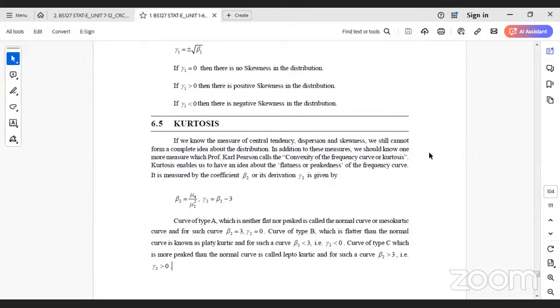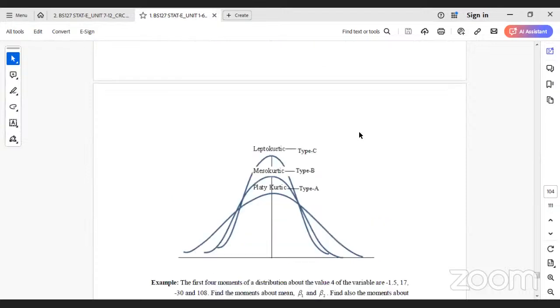A curve of type A, which is neither flat nor peaked, is called a normal curve, and for such a curve B2 is equal to 3. Already I told you gamma 2 is equal to 0. Curve type B, flatter than the normal, we are calling platykurtic, and for such a curve beta 2 is less than 3 and gamma 2 is less than 0. A curve which is more peaked than the normal curve is called leptokurtic. For such a curve, beta 2 is greater than 3 and gamma 2 is greater than 0. So these are platykurtic, mesokurtic, leptokurtic.